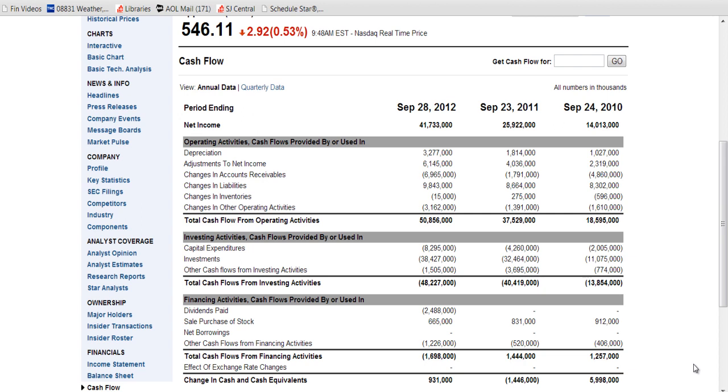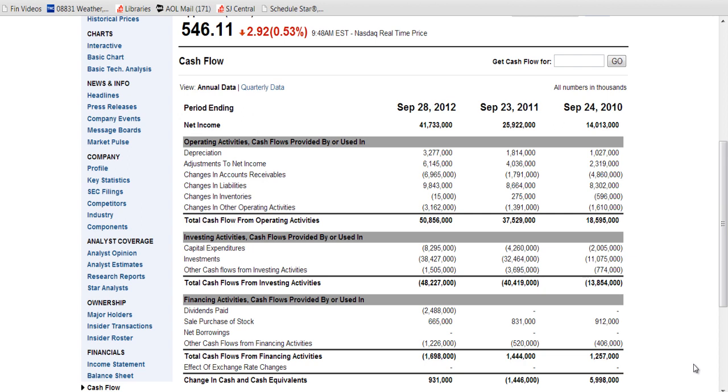In fact, many analysts really like to use the statement of cash flows because cash is something you can't lie about. Cash is either coming in or it's going out. You can legally, through different accounting conventions, change the amount of income that's reported.